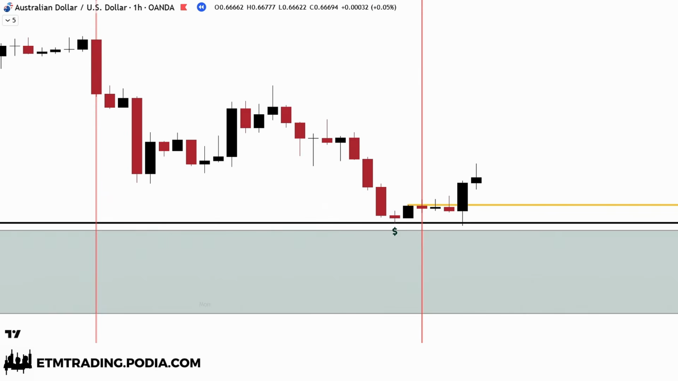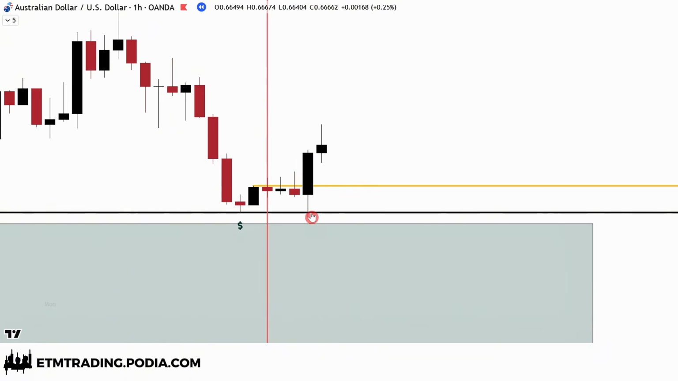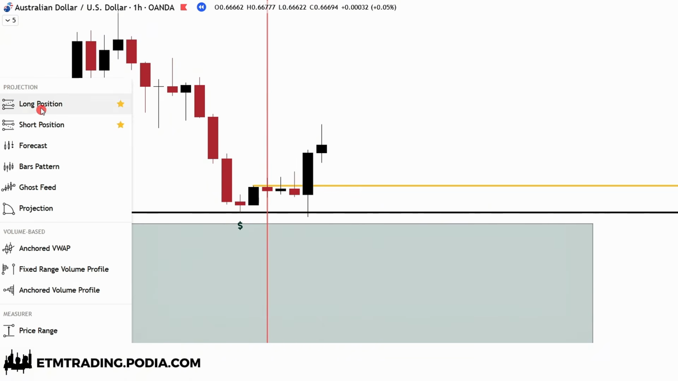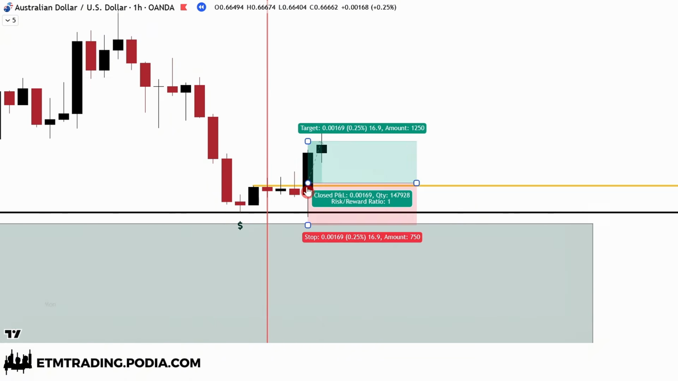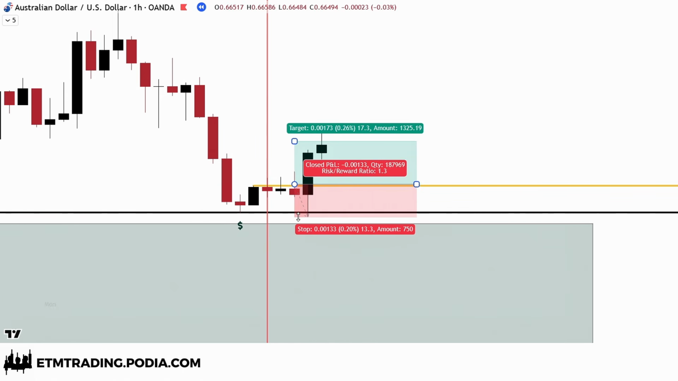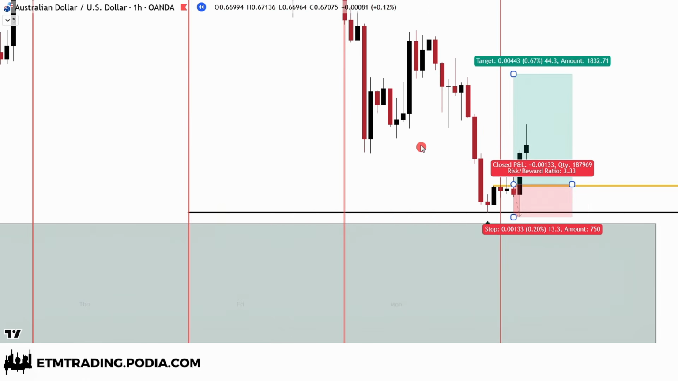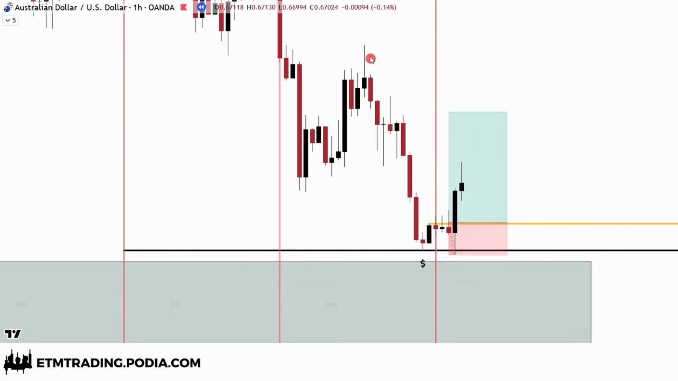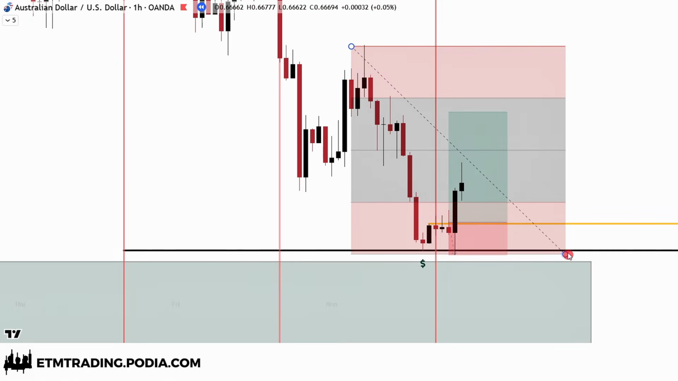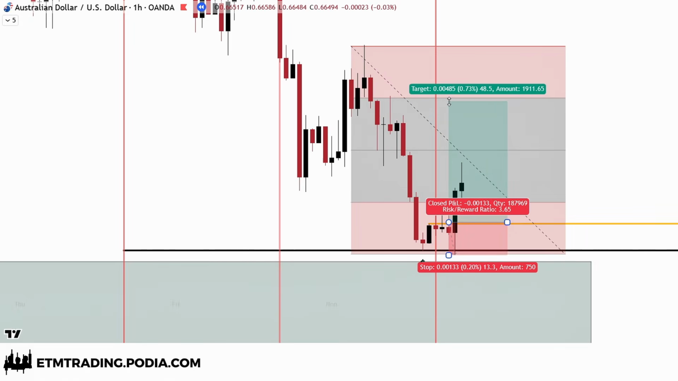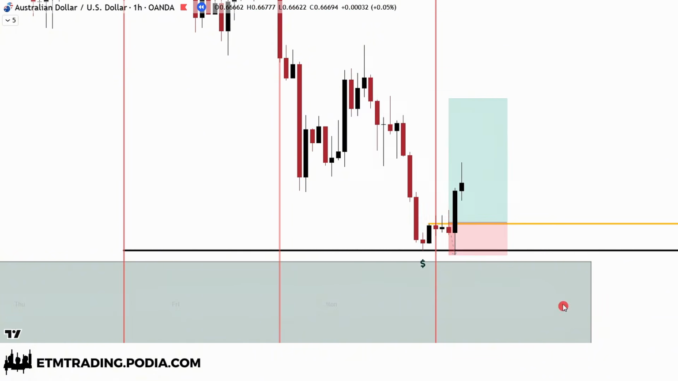So what happened here? Price swept that liquidity. Once price swept that liquidity, you wait for price to get above your daily open. Your stop loss would be at the current day low, and your take profit would be at the extreme. So at the extreme of the micro, you would pull out your fib, and this would be your ideal target.